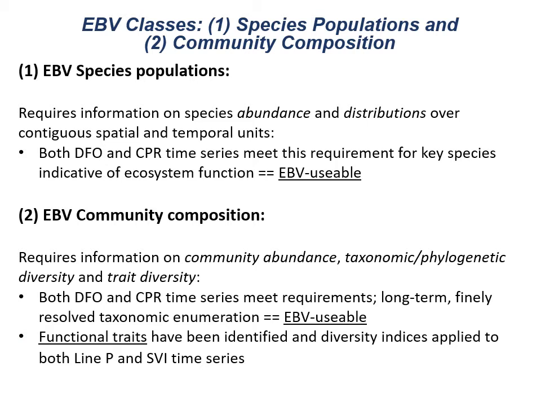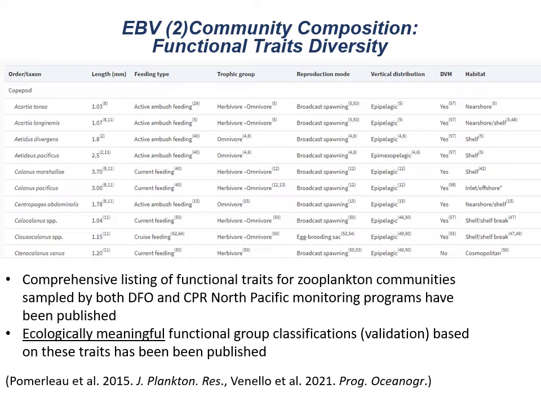Functional traits have been identified and diversity indices applied to both Line P and the SVI time series. And since it's relatively new, I'm going to describe some of the work we've been doing on functional trait diversity over the next couple of slides. So functional diversity can be used to relate biodiversity and ecosystem function, since it characterizes the diversity of species traits rather than species identity. And these traits are phenotypic characteristics that describe or relate how organisms function. So ultimately, it's a tool used to explain variation in the structure and function of communities.